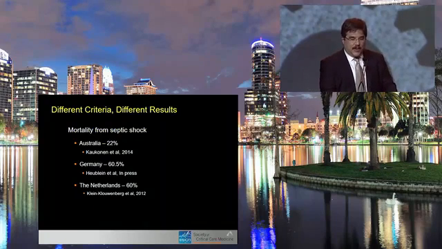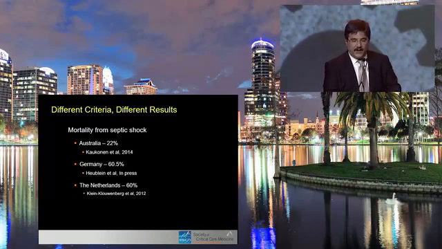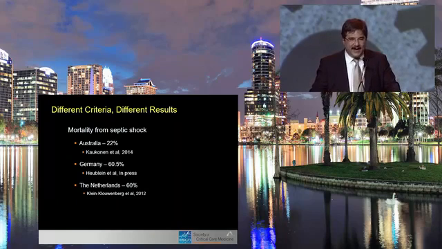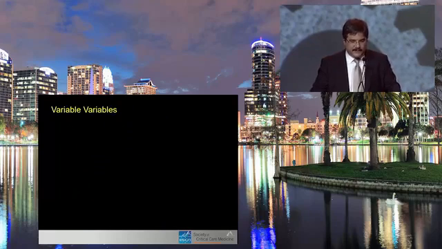Indeed, when we look at the mortality from septic shock in different countries, and these are countries all with well-developed, first world, if you will, health systems, a recent paper from Australia reported a mortality of 22% from septic shock. A similar study that has not yet been published, but the data are well known, from Germany, indicated a mortality of 60%, and the Netherlands similar. So clearly, something about the way patients are being identified as having septic shock is identifying very different groups of patients.